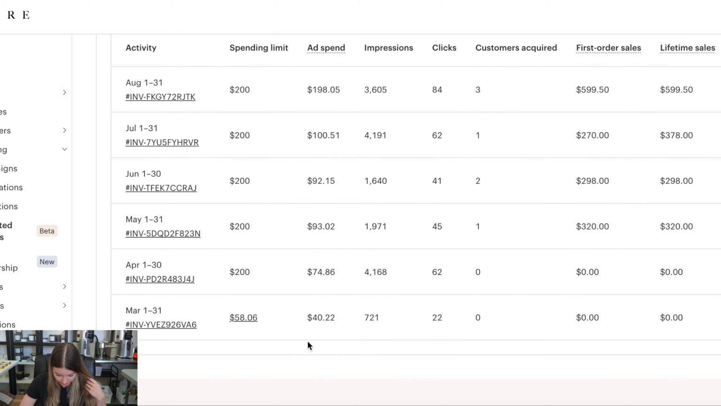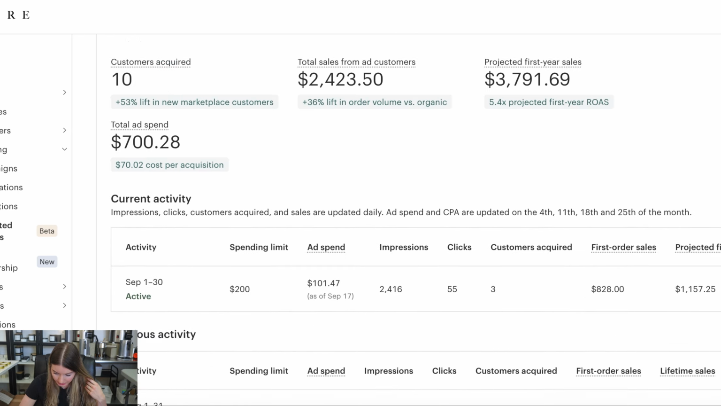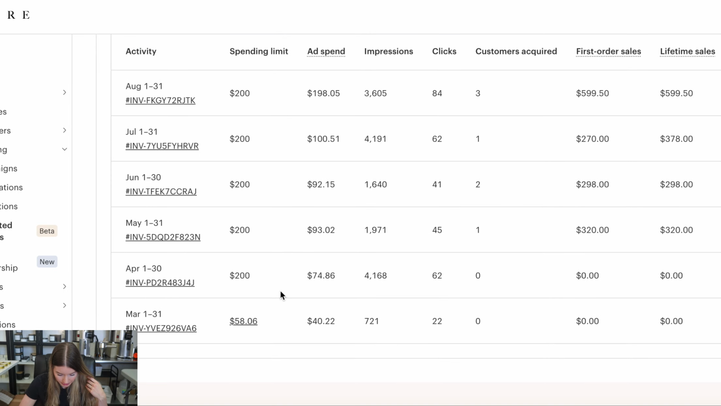If we scroll all the way down here, we see that over, actually it was what, 10 days, 12 days, whatever the 22nd to the 31st was, that's 9 days, we spent $58.06 on ads. Oh, actually that was the spending limit. No, we spent $40.22. That's what this category is. We put our spending limit at $200, but that doesn't mean that is what's going to be spent every single month. That's just our limit, they're not going to spend any more than that per month. So this is actually what was spent per month.